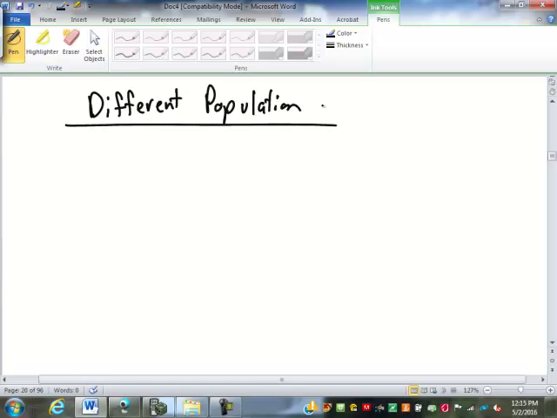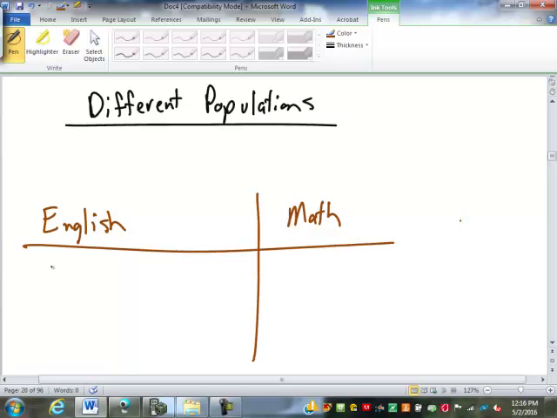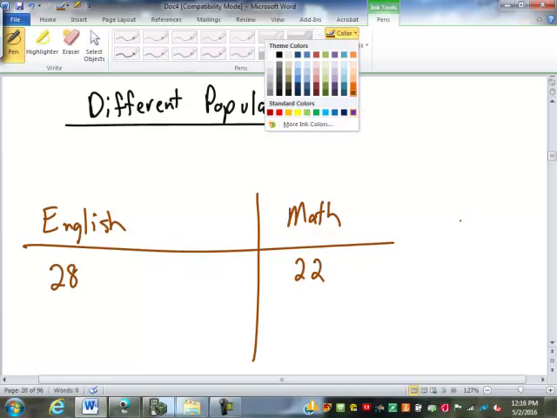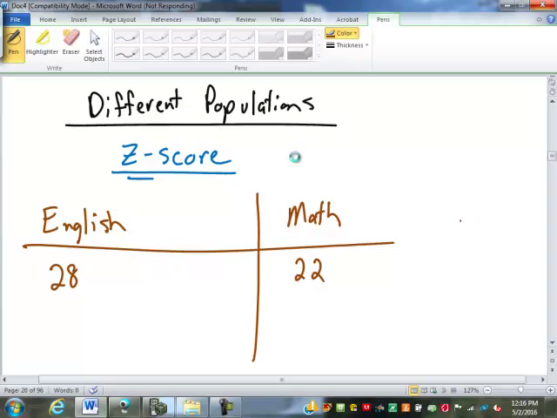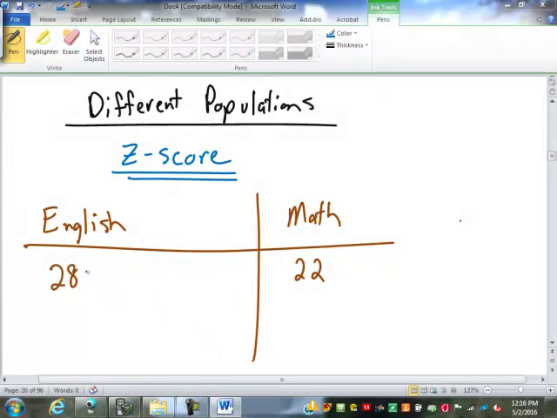For example, let's say that you are taking your tests for college admission, and you take an English test and a math test. And on your English test, you score a 28, and on your math test, you score a 22. Well, there's a tool called a z-score that allows us to compare items that come from different populations. I mean, you might be tempted to look at this and say, hey, 28's bigger than 22, you did better on the English test. But you don't know for sure. Maybe the math test is a more difficult test.